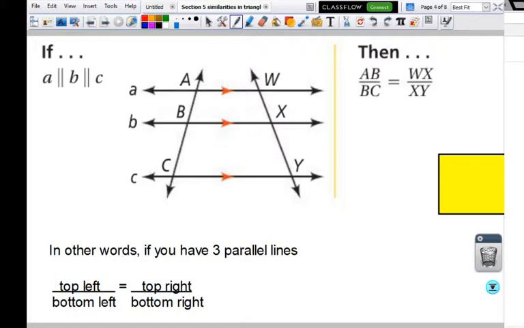I'll make sure you get it all written down first, then we'll try one or two and that'll be it. Not too bad of a lesson.